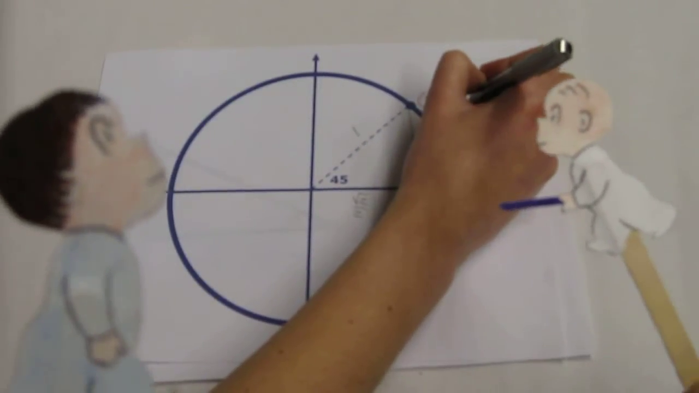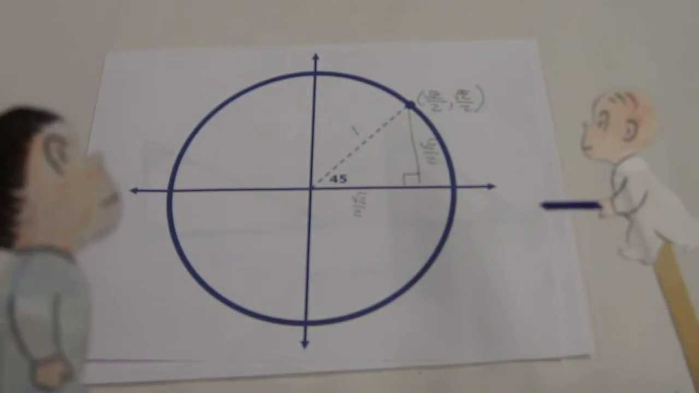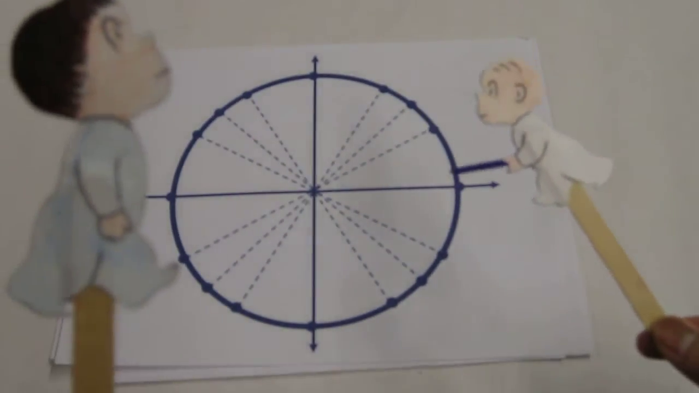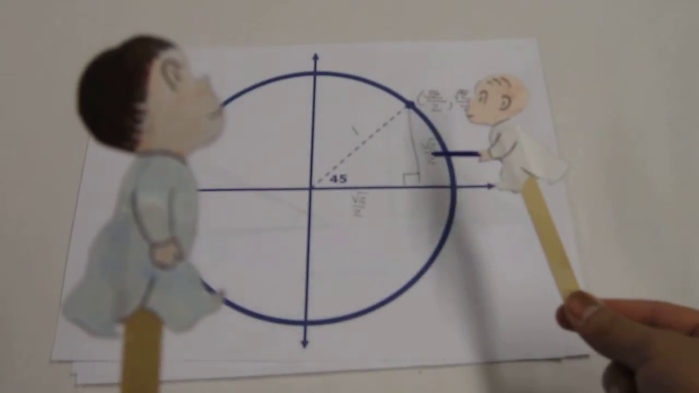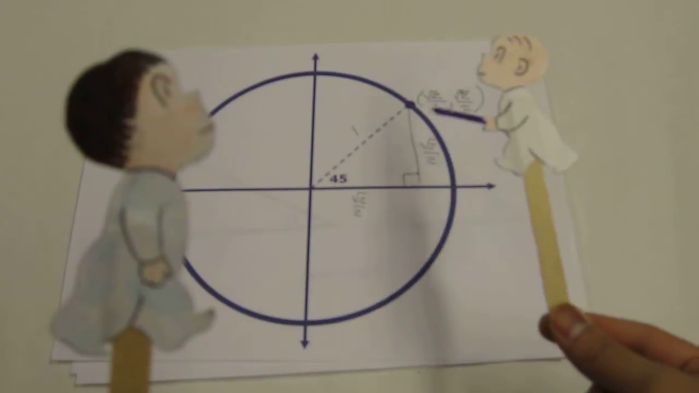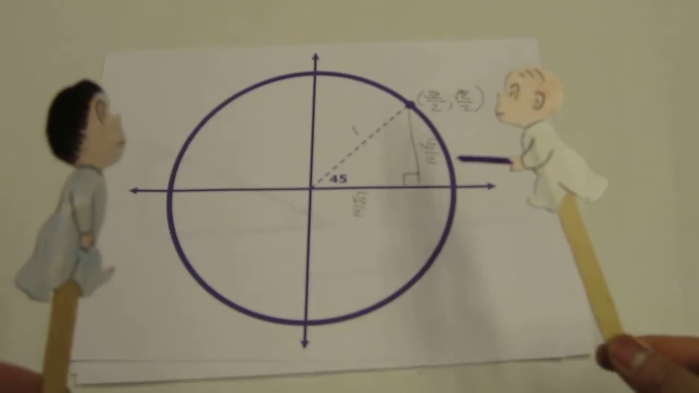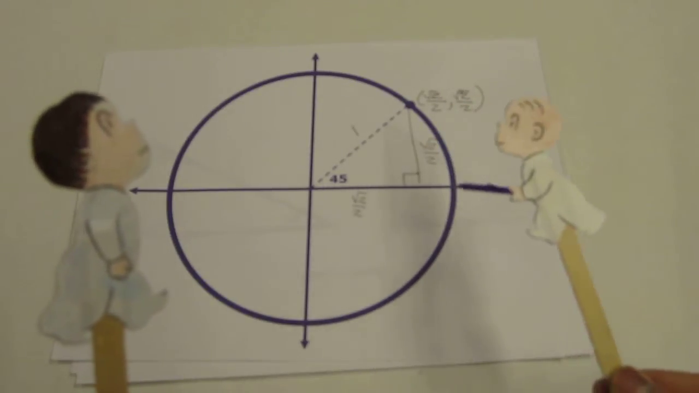Okay, well, that makes sense, but how does this apply to sine, cosine, and tangent? Well, if sine is opposite over hypotenuse, then the side opposite the angle 45 is root 2 over 2, and the hypotenuse is 1. So the sine of 45 is root 2 over 2. Since cosine is adjacent over hypotenuse, it's the same value, root 2 over 2.